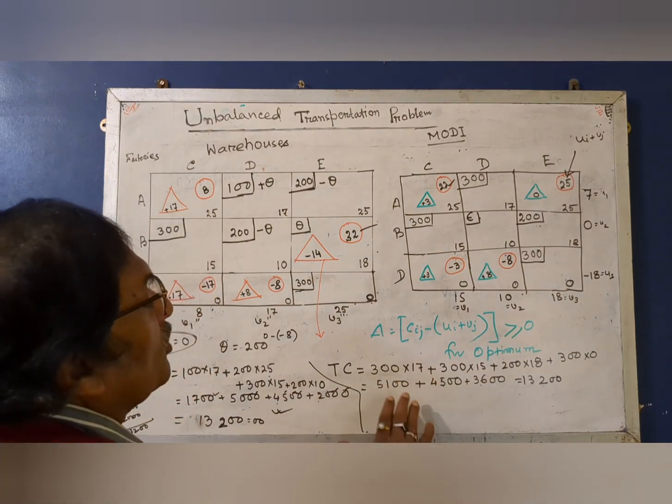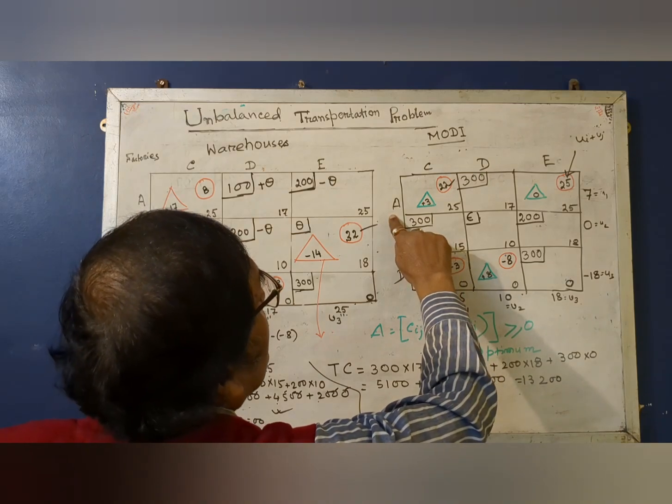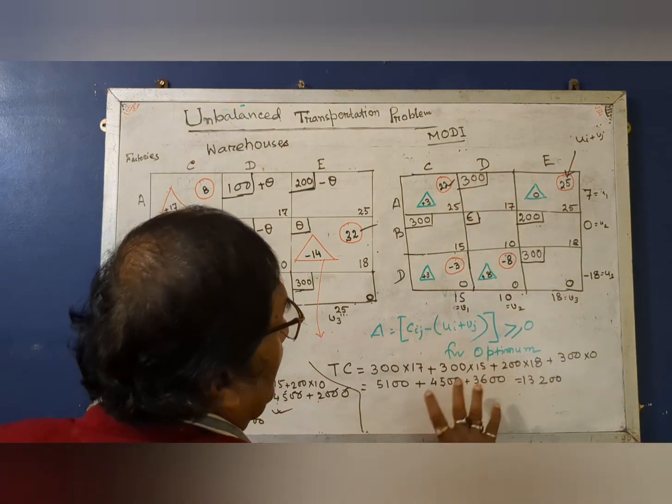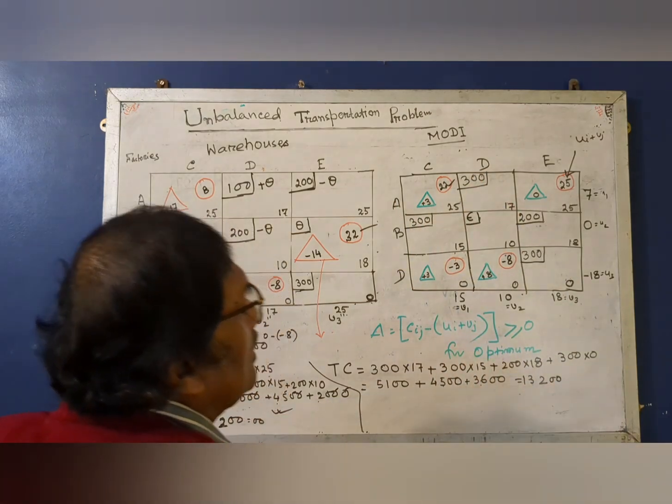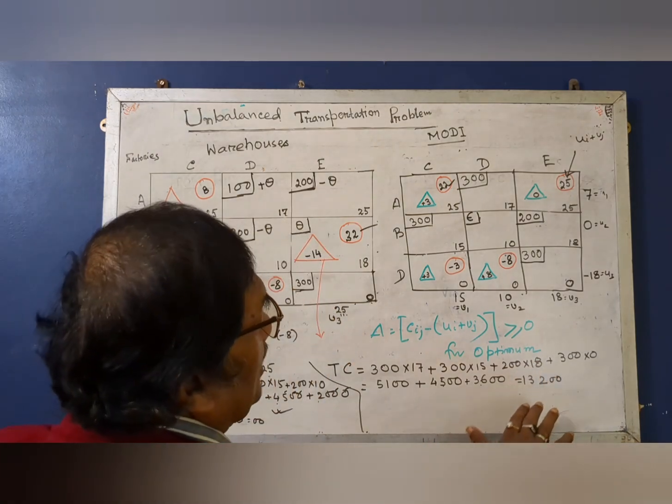Okay, that means your solution, the allocation, will be this, what I have already mentioned. You have to shift from this source to this source in this way. Okay, and the total cost will definitely be the minimum, 13,200. You cannot reduce it after that.